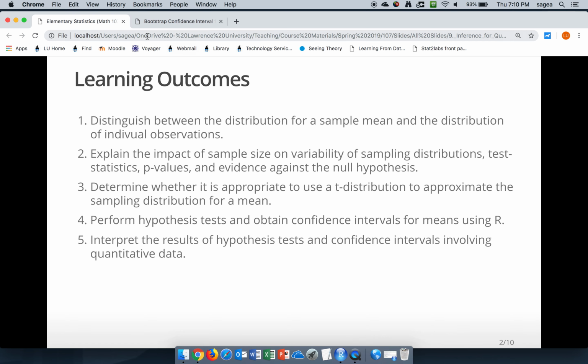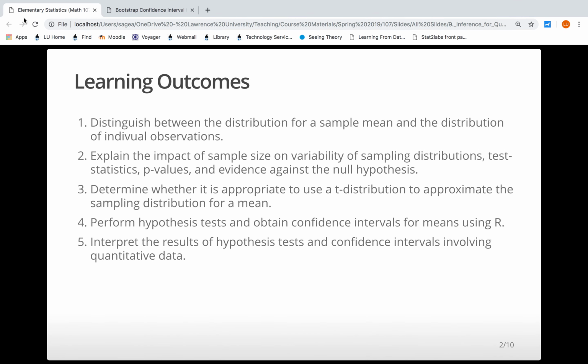In this video, we'll talk about how to perform hypothesis tests and create confidence intervals for quantitative data. You'll see that there are many similarities to the procedures that we've used previously for categorical data.